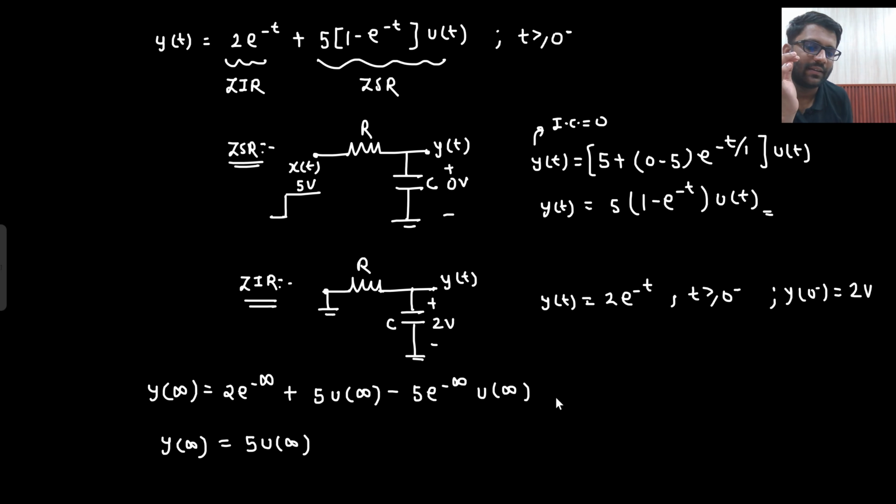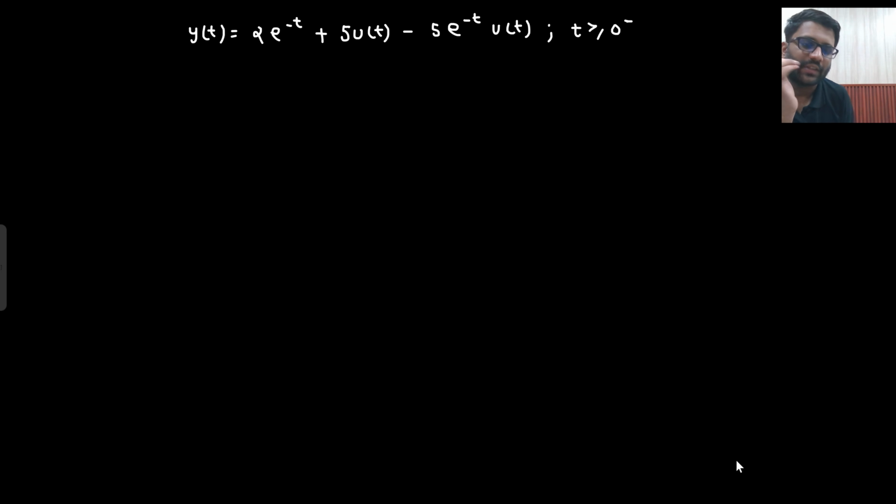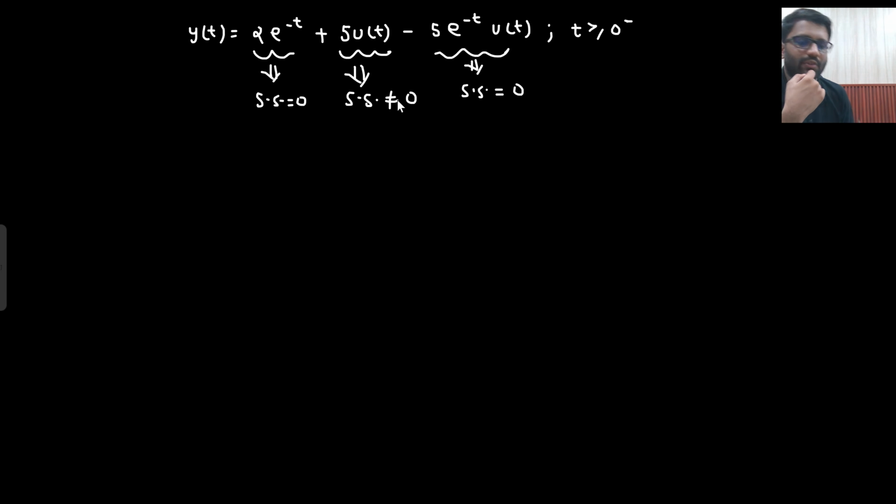If I say that my y(t) is 2 e to the power minus t plus 5 u(t) minus 5 e to the power minus t u(t), and it is there for t greater than or equal to 0 minus, at steady state which component will remain? Only this component will remain. This component will go to 0, and this component will also go to 0. Only this component will be non-zero.